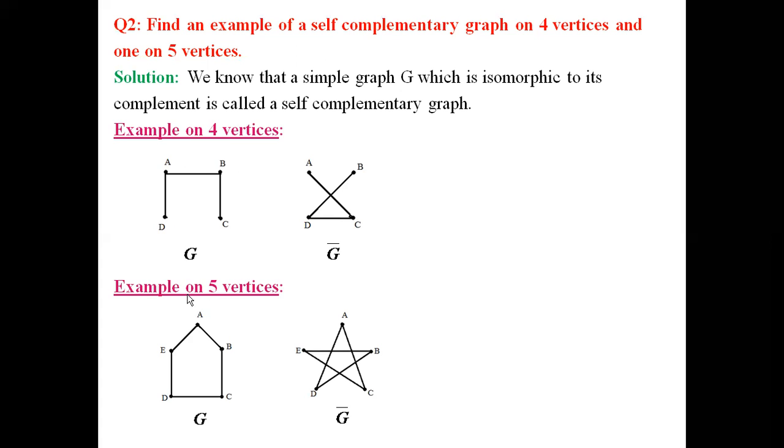Then we can consider K5. Just recall K5. K5 is nothing but having 5 vertices and there are 10 edges in it. So we can draw only 5 edges in the graph G so that its complement graph also will have 5 edges. If we change the position of these vertices A, B, C, D, E in this, we will be able to obtain a graph which is isomorphic to G. So that is why G and G complement are self-complementary here.